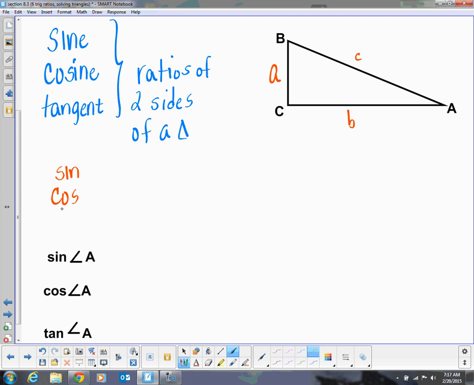So that's sine. That's cosine. And that's tangent. That's the abbreviation. And sine of angle A, or sine of an angle, I don't want to specify any angle. I'm just going to put it this way. Sine of an angle, that's not L, that's an angle, is going to be opposite over hypotenuse.